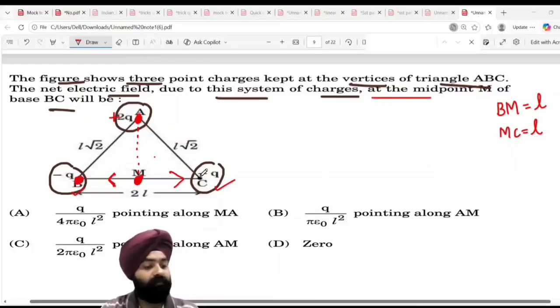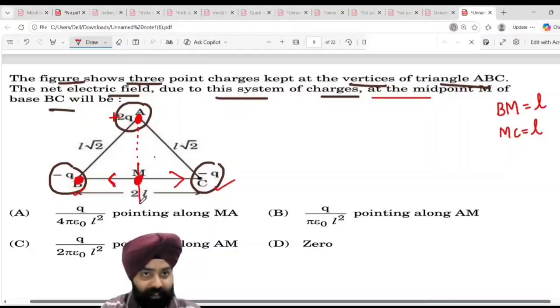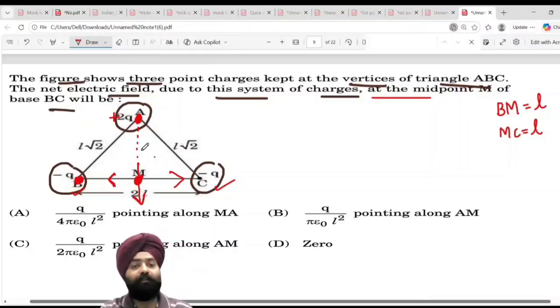Then after that, what do we have? Can we calculate the magnitude of the electric field? You know that if there is a negative charge, the electric field direction is towards that negative charge, right? And it is a positive charge. So where will be the resultant? If there is a positive charge, then the direction will be like this, outside, away from the positive charge. Direction of electric field.